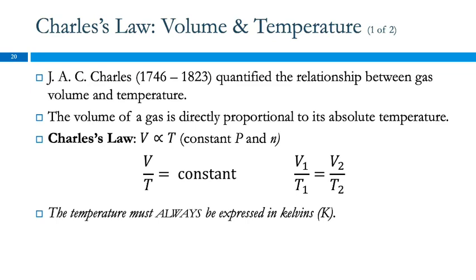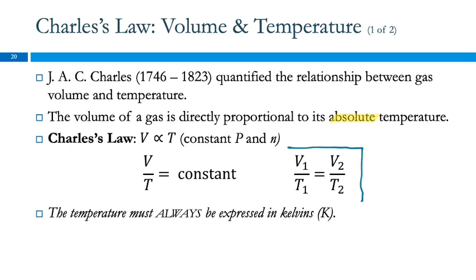J.A.C. Charles, 1700s, early 1800s, looked at the relationship between the volume and the temperature of a gas and found that the volume of a gas is directly proportional to its absolute temperature. So Charles' law can be stated as the volume is proportional to the temperature at constant pressure and constant amount of gas. You say that the volume divided by the temperature is equal to a constant.